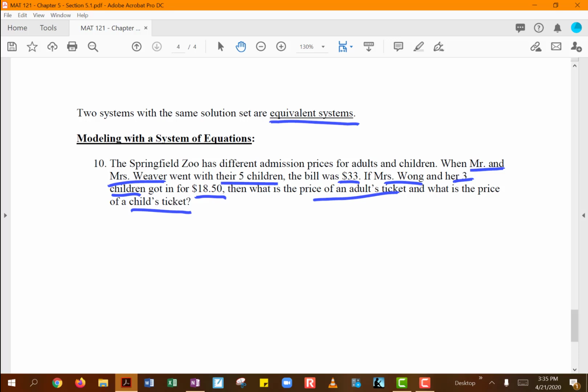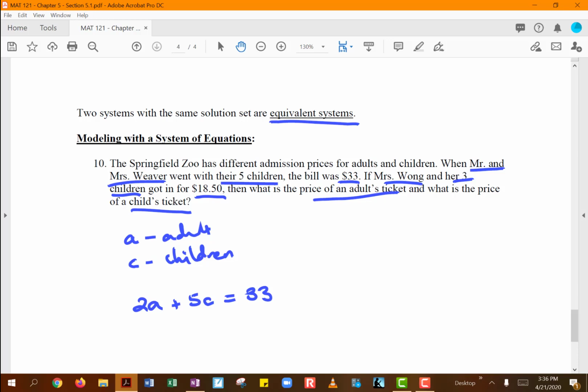Okay, so they're actually giving you what your 2 equations should be here. They're asking us to find the price of the adult tickets and the children's tickets. So you can think of A as the price of the adult tickets and C as the price of the children's tickets. In the first case, Mr. and Mrs. Weaver, so that's 2 adults, went with their 5 children, and they ended up paying a bill of $33. That's how you get your first equation.